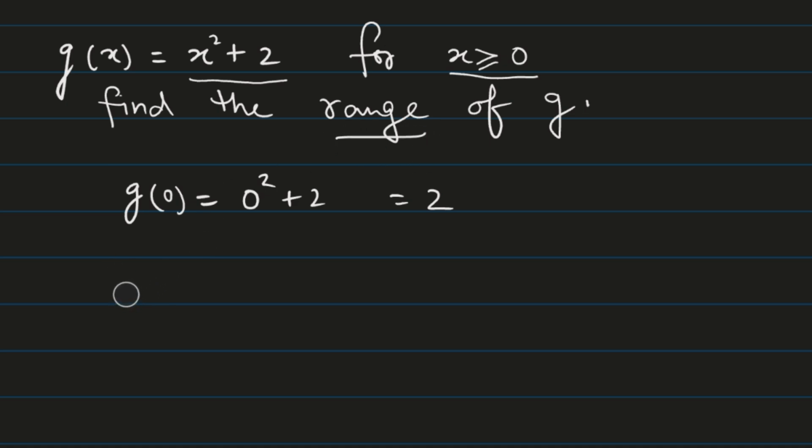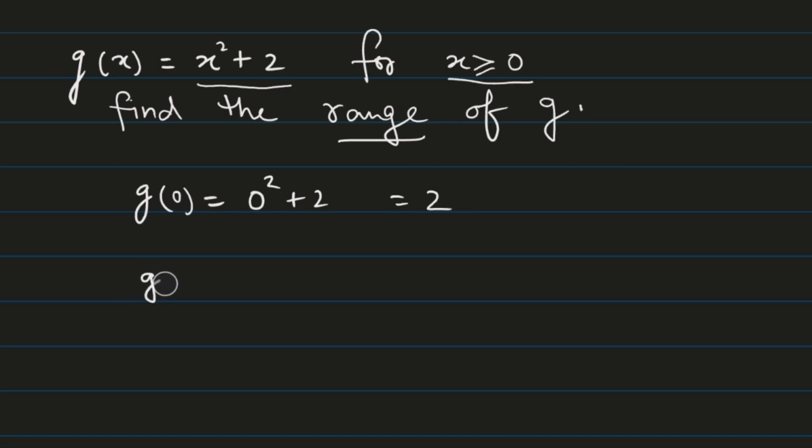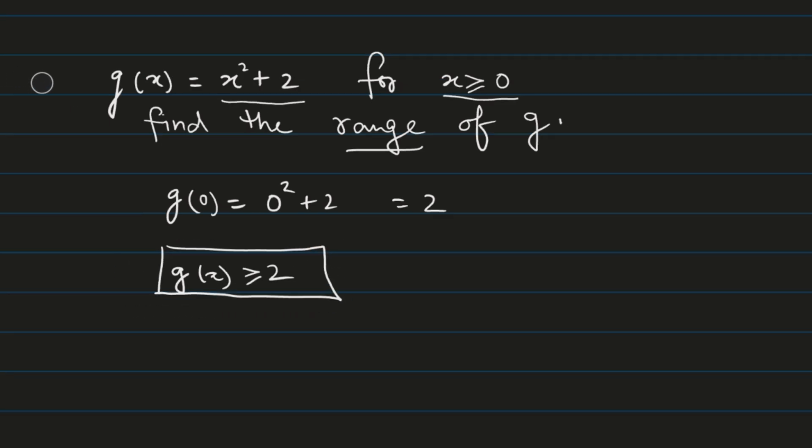So what we will see: x is squared here, that means it is a quadratic function, and you know that any number that is squared, whether it is positive or negative, will be positive. So what will your y be here? y is greater than 2. So therefore our range is g of x greater than or equal to 2.